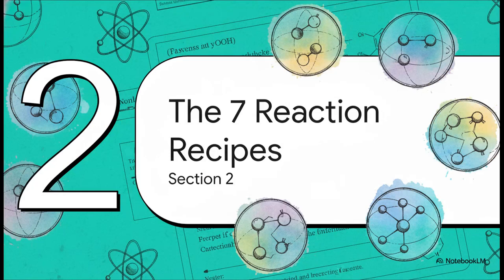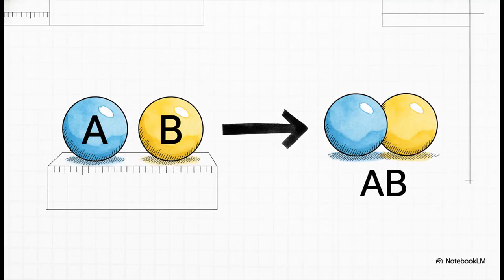Okay, now that we've got the ground rules down, let's get to the main event. The 7 fundamental recipes or playbooks that pretty much all reactions follow. Once you know these patterns, you can start to understand and even predict what's going to happen. First up, we've got the combination reaction. Some people call it synthesis, and it's as simple as it sounds.